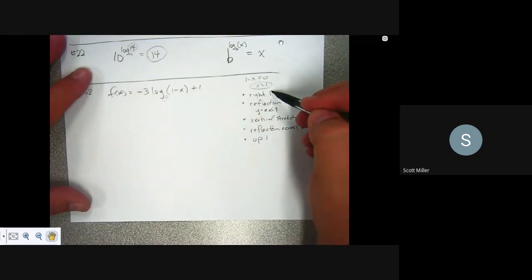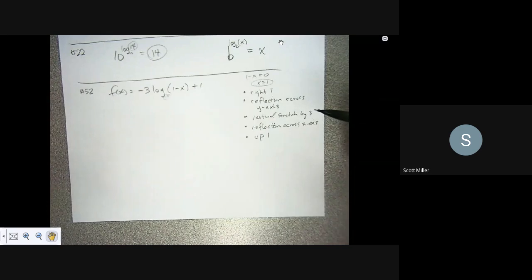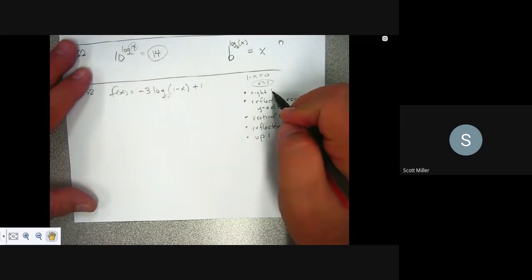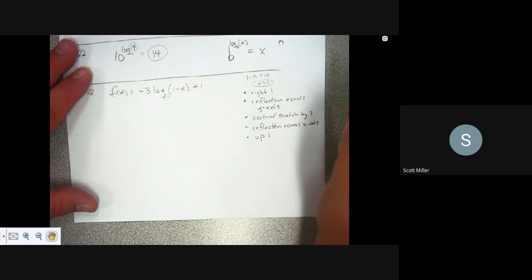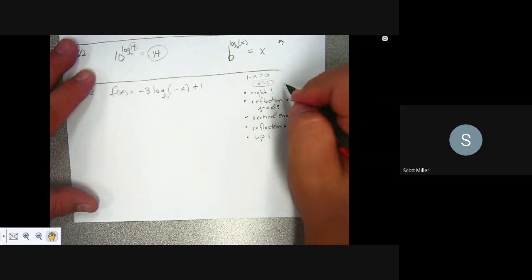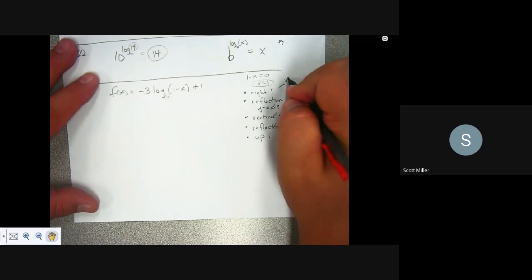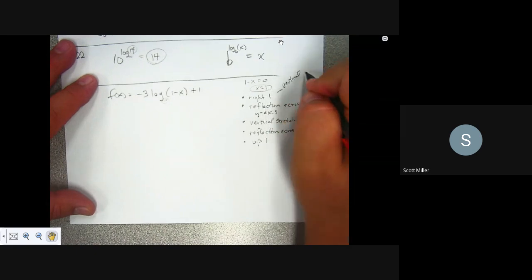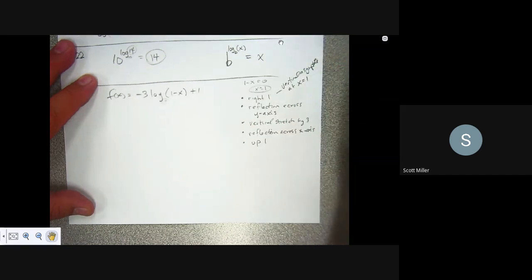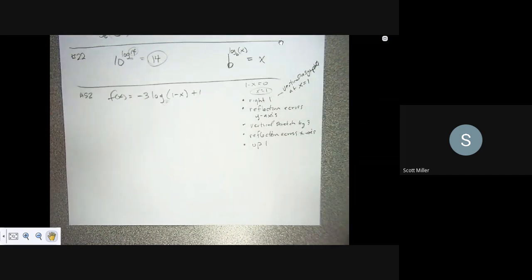The right or left shift determines the vertical asymptote. So I already know that I'm going right 1, and it also means that I have a vertical asymptote at x equals 1. So when I graph this, I'm going to put a dotted line at 1.